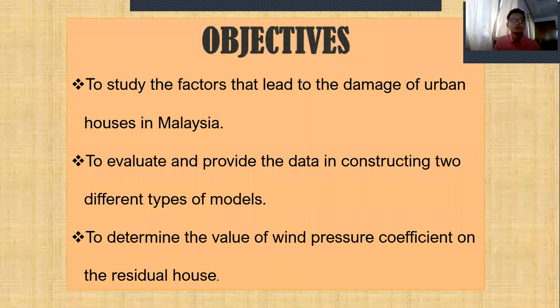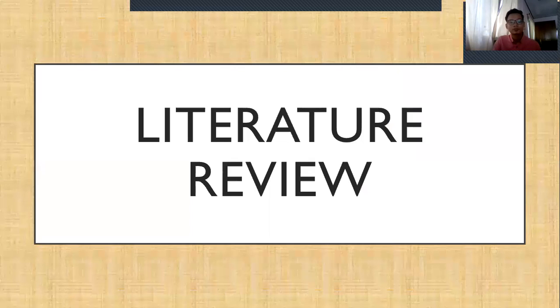Next is the objective. The first objective of this study is to study the factors that lead to the damage of urban houses in Malaysia. The second objective is to evaluate and provide the data in constructing two different types of models. And the last objective in this Final Year Project 1 is to determine the value of wind pressure coefficient on the residential house.